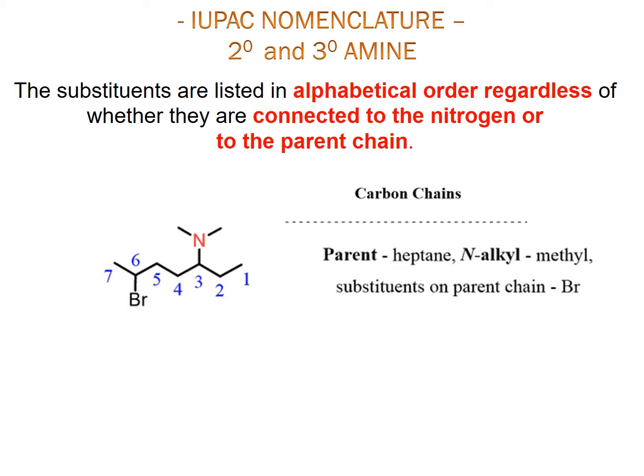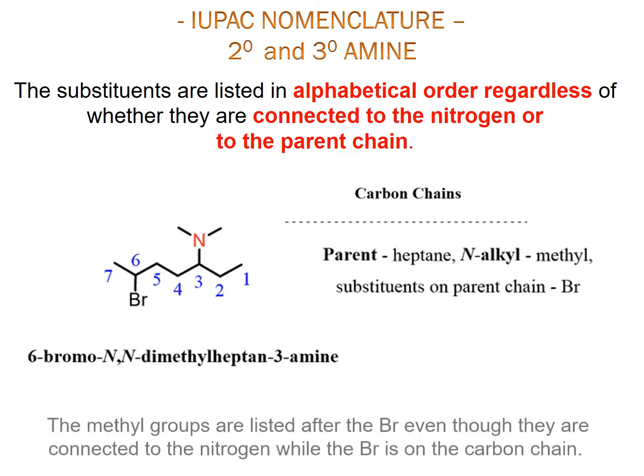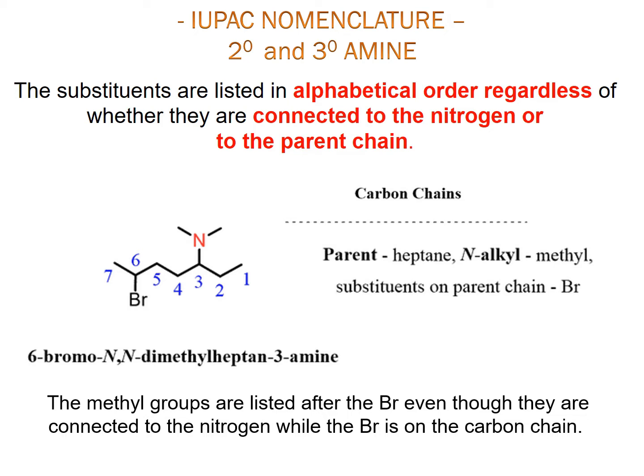We have the parent chain heptane and the alkyl is methyl, and another substituent on the parent chain is bromo. So, the IUPAC nomenclature for this compound is 6-bromo-N,N-dimethyl heptan-3-amine or 6-bromo-N,N-dimethyl 3-heptanamine. The methyl groups are listed after the bromo even though they are connected to the nitrogen, while the bromo is on the carbon chain.